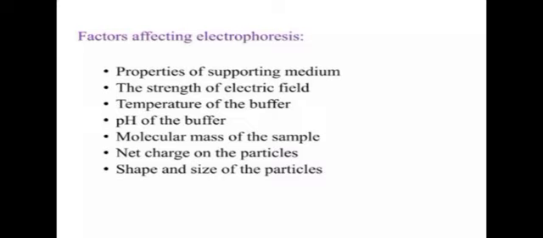Next, molecular mass of the sample. Molecular mass, molecular weight, and molecular size of the particles also affect paper electrophoresis. A compound having more molecular weight moves more slowly. A compound having less molecular weight moves faster. So the molecular weight of particles also affects paper electrophoresis.